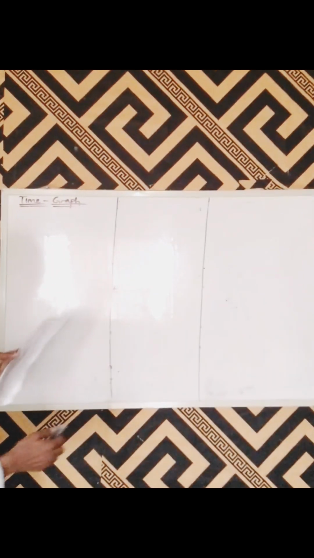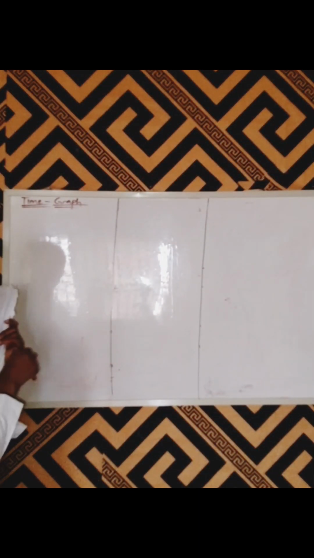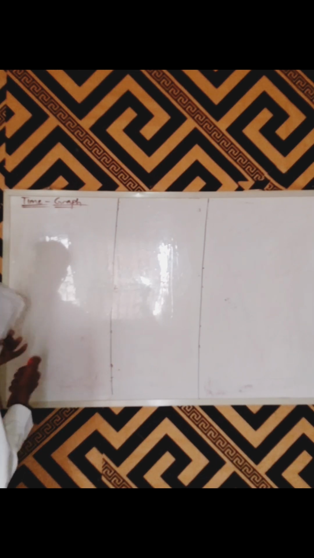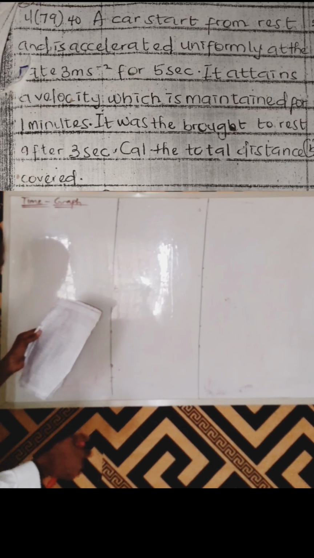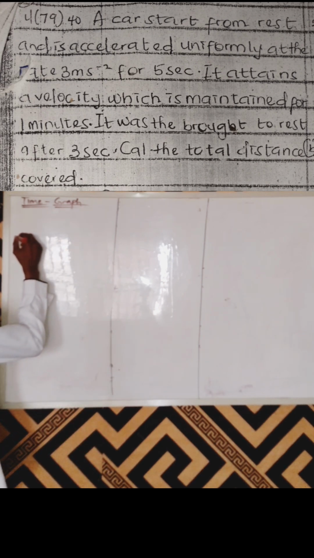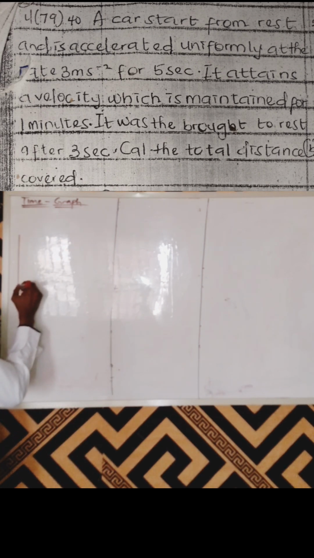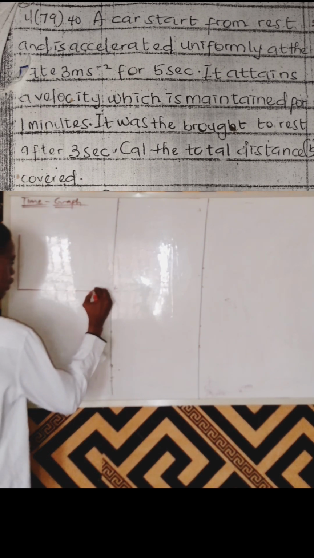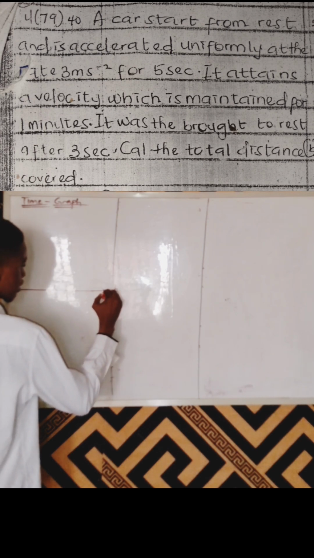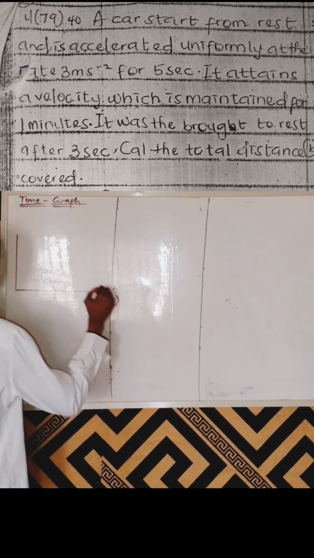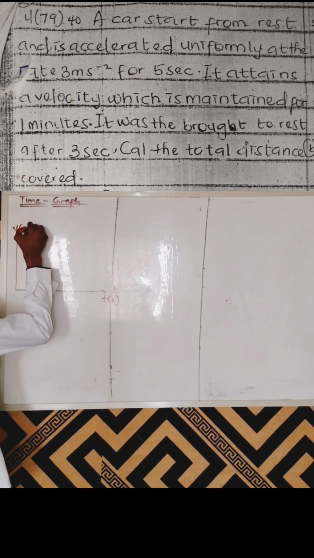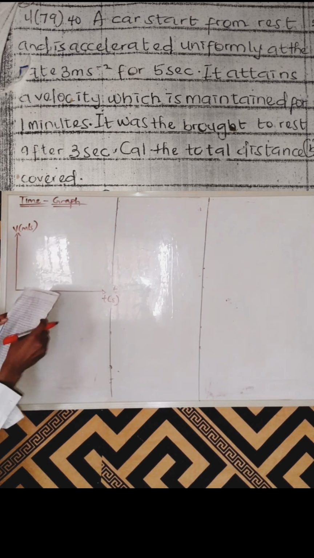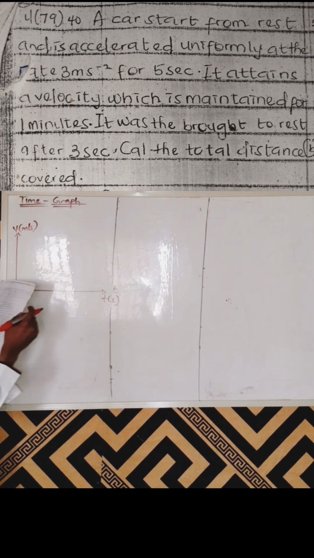Okay. So now the last question, I'm going to post it on the screen, I promise. They said that a car starts from rest. So I'm going to draw my graph first. First draw your graph. That's very, very important. So this is going to be T in seconds. This is going to be V in meters per second. So now they said here that a car starts from rest.